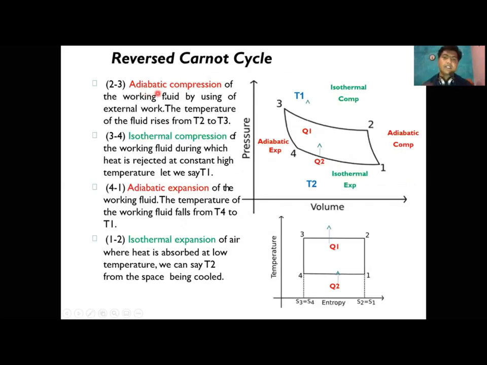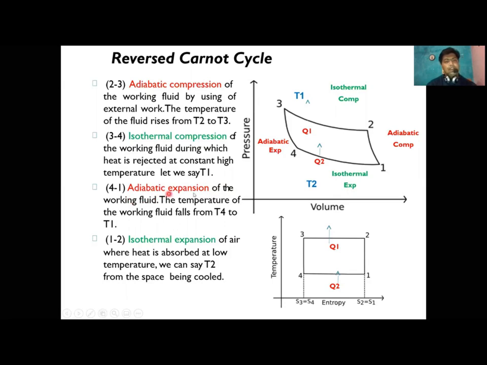Next, reverse Carnot cycle, PV diagram and TS diagram. 2 to 3 is adiabatic compression of the working fluid by using external work. The temperature of the fluid rises from T2 to T3, and 3 to 4 is isothermal compression of the working fluid, during which heat is rejected at constant high temperature, let me say T1.